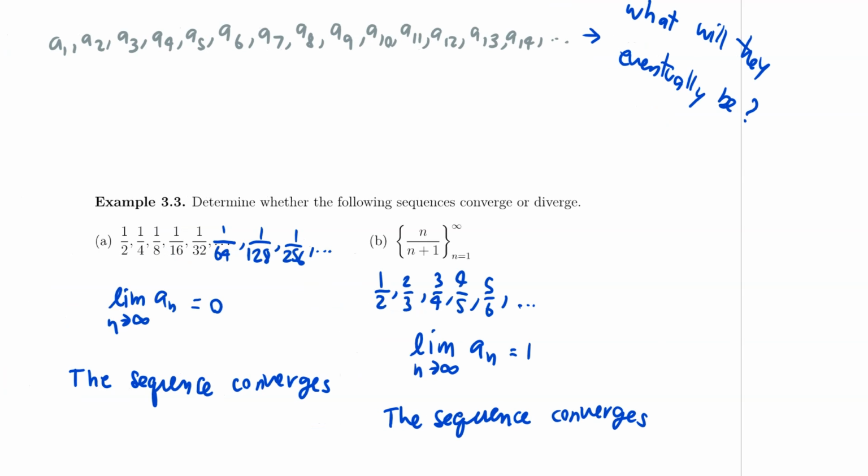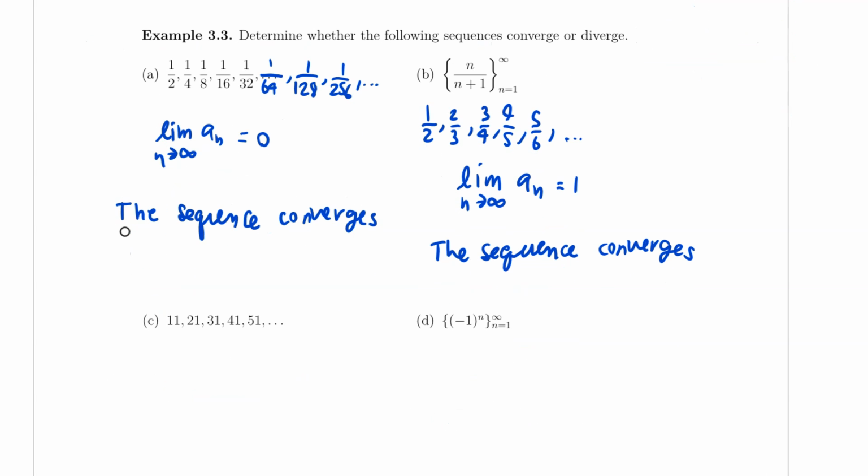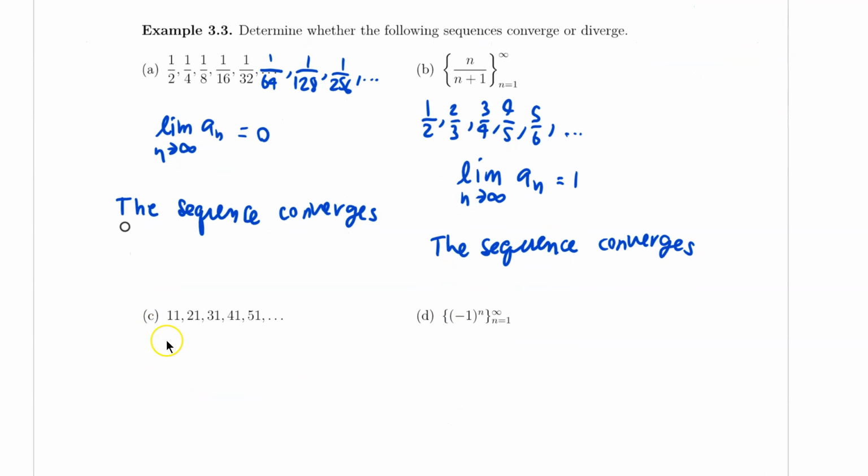Okay, so let's take a look at the next one now. I have 11, 21, 31, 41, 51. Each time a number shows up, the value keeps increasing. The value gets increased by 10. So the numbers in this sequence basically just keep increasing without bound. So we can say that the limit of a_n when n goes to infinity is just infinity, and this sequence diverges.